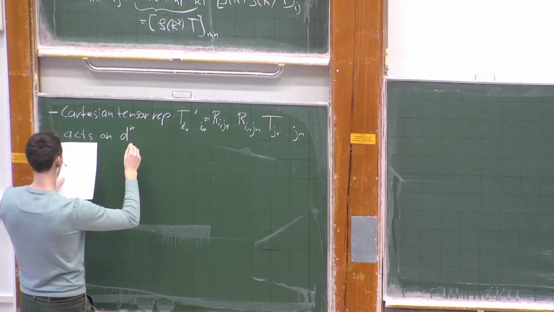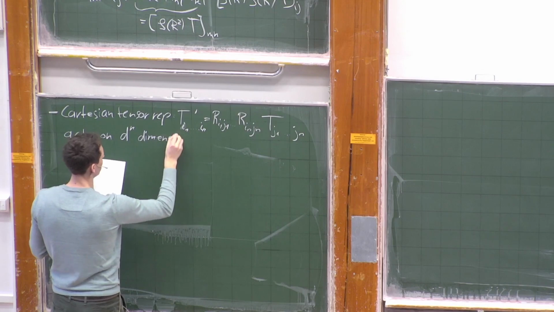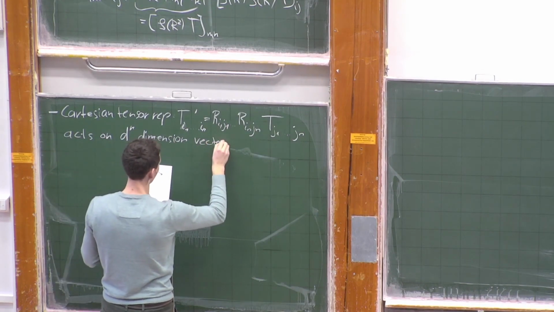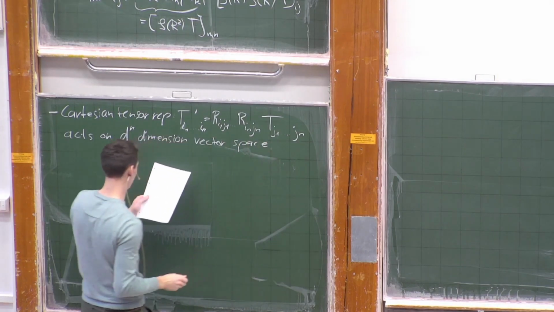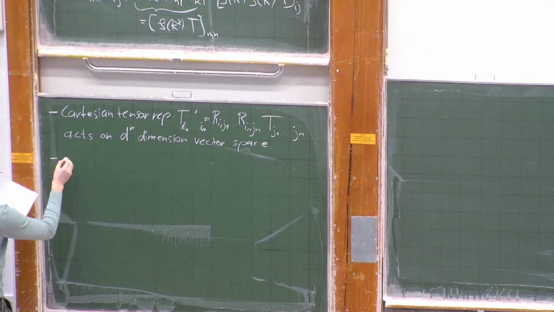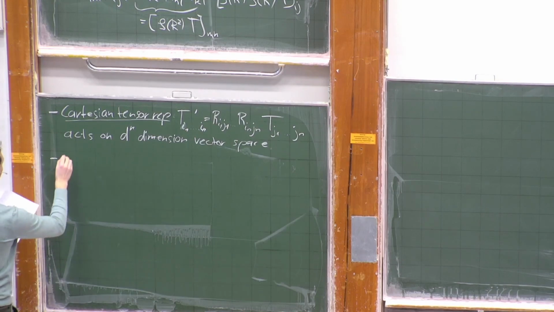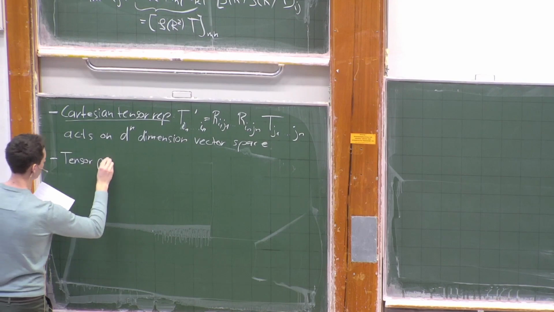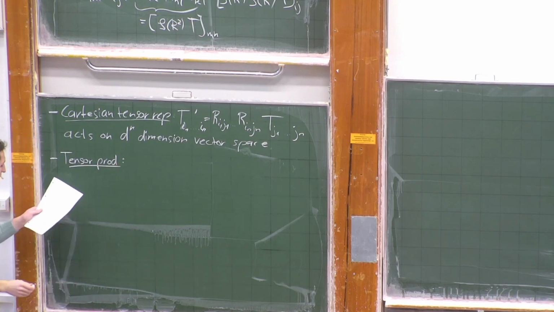d to the n-dimensional vector space. In our case, the Euclidean space. Okay, this is the Cartesian tensor representation. And then the second ingredient which we need is the tensor product. And this is a generalization of the outer product.